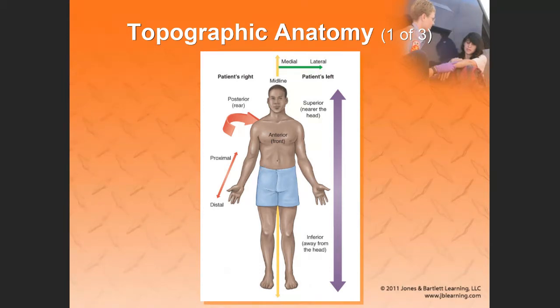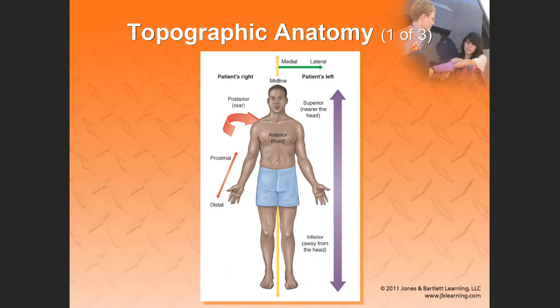Now, if a structure is closer to the head, it is referred to as superior, right? The eyes are superior to the mouth. If a structure is closer to the feet or away from the head, it is referred to as inferior. So the foot is inferior to the knee.